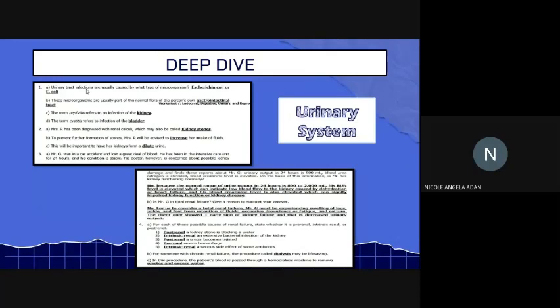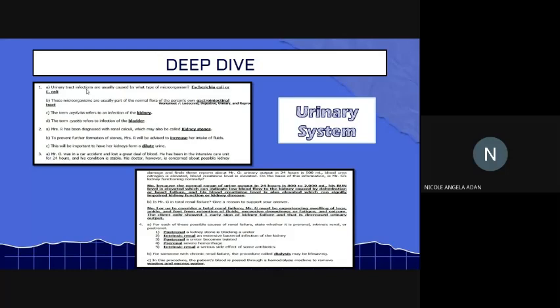The answer is Escherichia coli, or E. coli. Number 1B, these microorganisms are usually part of the normal flora of the person's own gastrointestinal tract. Number 1C, the term nephritis refers to an infection of the kidney. Number 1D, the term ascites refers to infection of the bladder.